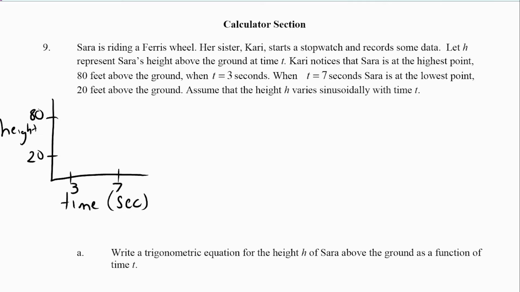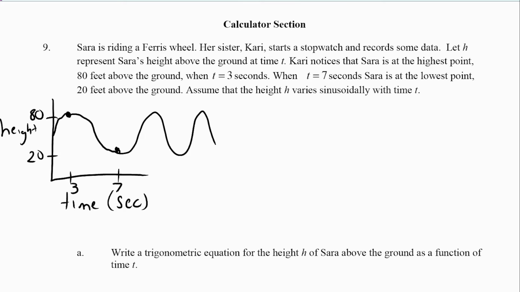So let's take a look. It's 80 feet above the ground at 3 seconds, so it's going to be a point right here and then a point right here. And then we are going to create a graph that looks like this. Now if we wanted to create it any further, we should end up getting that sinusoidal curve that goes up and down.